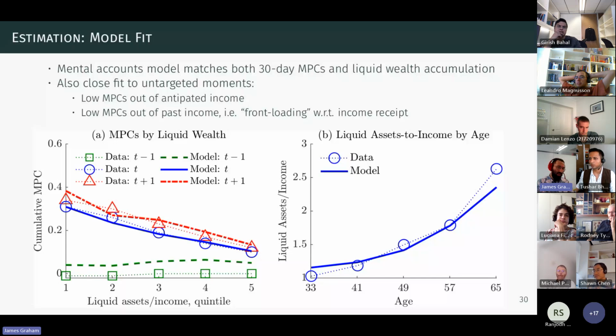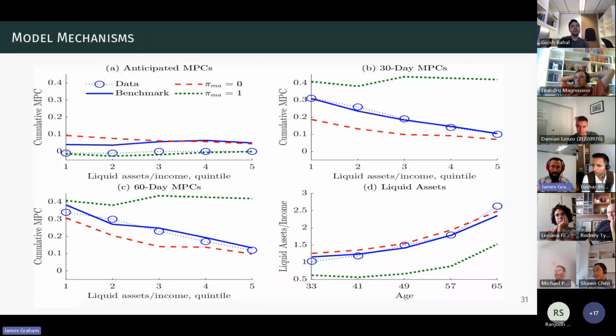The red line actually matches the data very well, even though we didn't target it. So we do capture front loading of expenditure with respect to income receipt extremely well. The green line is a little bit off. We do have a low spending response to anticipated income receipts, but it's not exactly 0. So we're not capturing everything, but we're doing as much as we can with the model. Let me show you why I think this is okay, though.